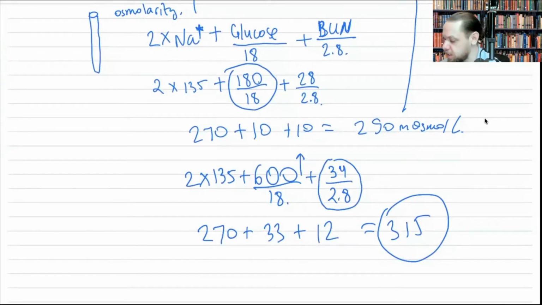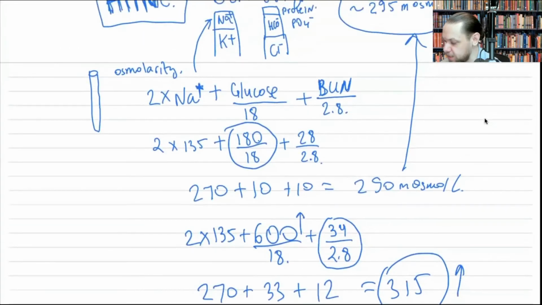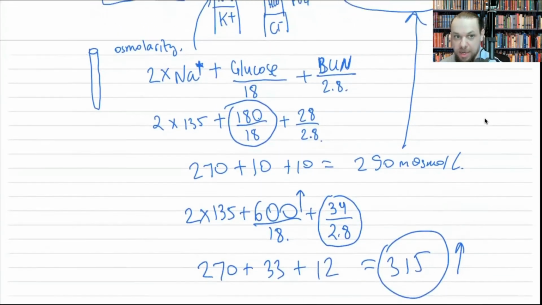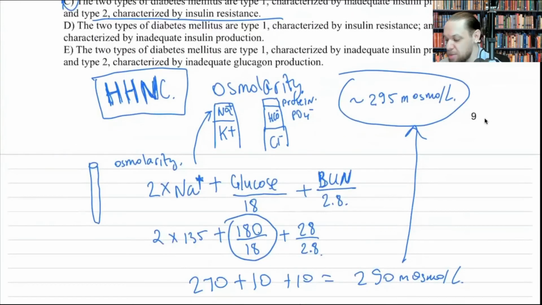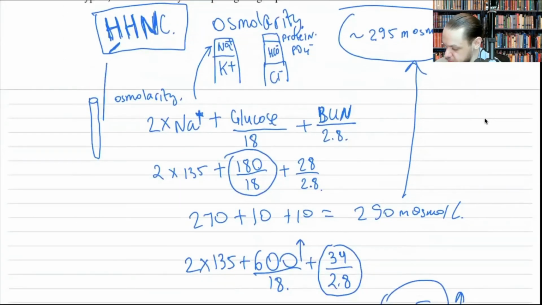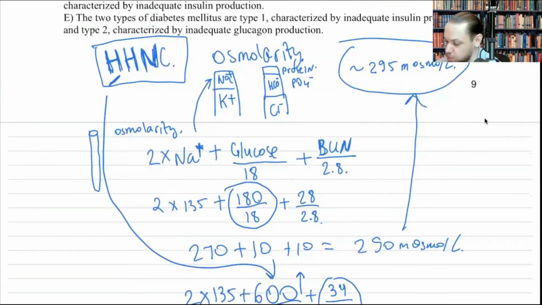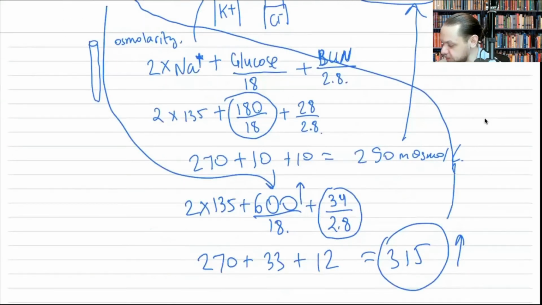All of this is making my osmolarity higher, right? So I went from 290 or 295 normal to 315. That's why we call it hyperglycemic, right? So they're making a lot of sugar. Hyperosmolar, because my osmolarity all of a sudden is now 315.